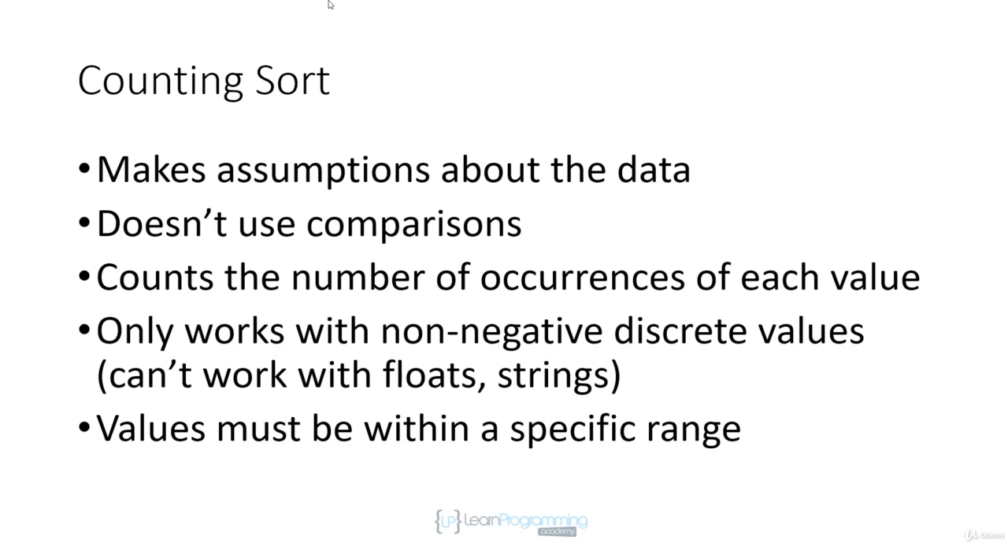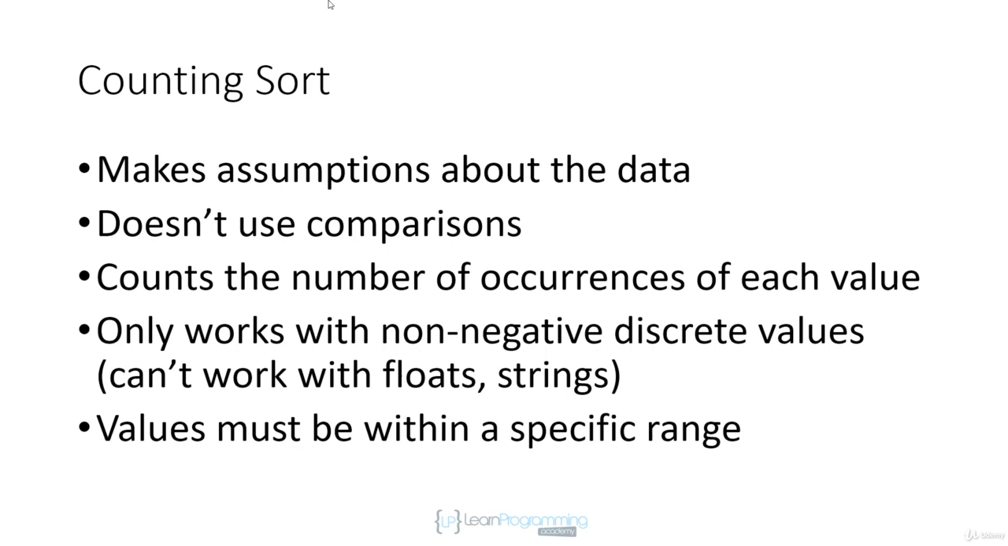So the way it works is it doesn't use comparison, so it doesn't actually compare values in the array against each other. Instead, it counts the number of occurrences of each value. And you'll see how it does this when we go through the algorithm for a specific array in just a minute. Now, as I said, values must be within a specific range, and the range has to be reasonable. It can't be huge. You're not going to use counting sort to sort values that are between 1 and 1,000,000, for example.